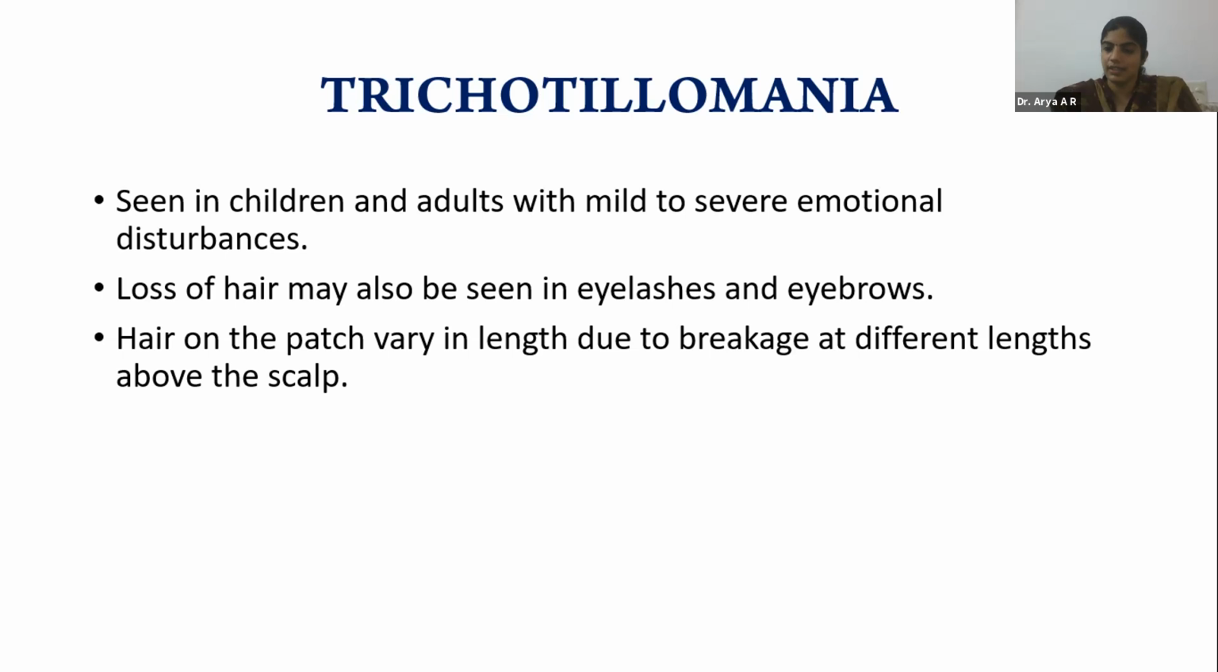And this is totally related to their emotional disturbances. This is seen in children and adults with mild to severe emotional disturbances. Loss of hair may also be seen in eyelashes and eyebrows. Hair on the patch varies in length because they always break it and pull out the hair, so they will have hair loss from the frontal hairline. This is called trichotillomania.